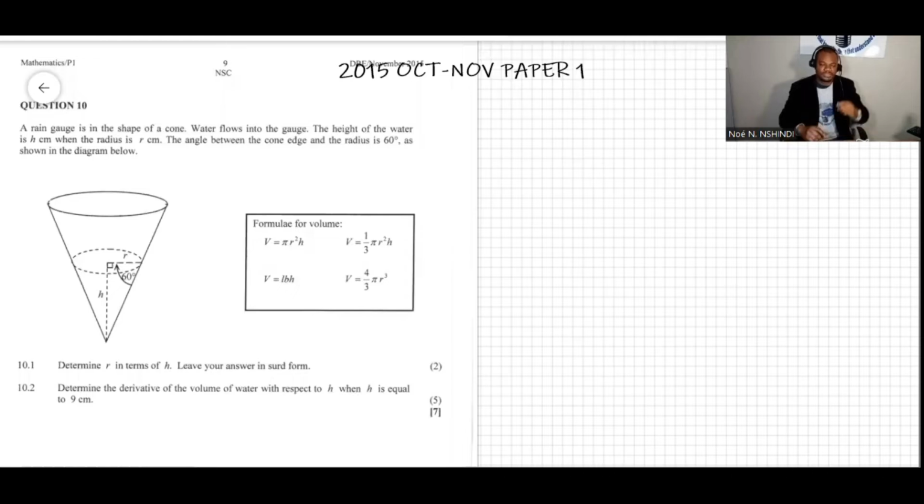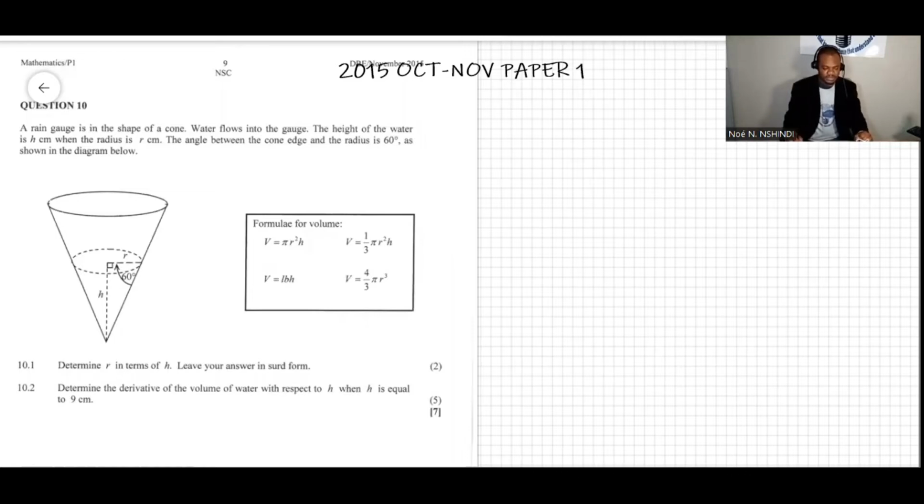We have a question here, question 10. The question says, a rain gauge is in the shape of a cone. Water flows into the gauge. The height of the water is 8 centimeters when the radius is r centimeters. The angle between the cone edge and the radius is shown in the diagram below.